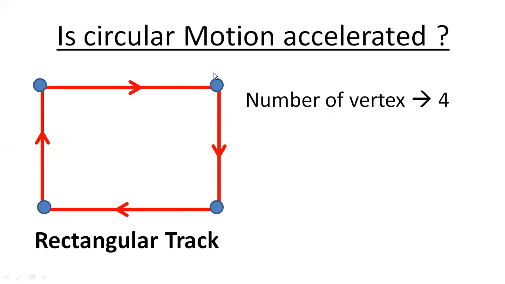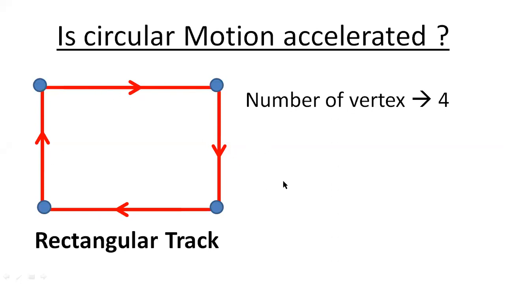You can see I have represented them with blue circles. These blue circles are nothing but vertices or points or corners of this track. How many points does it have? 4. Okay, 4 vertices, 4 points. And what about direction? How many times did the athlete have to change his direction?